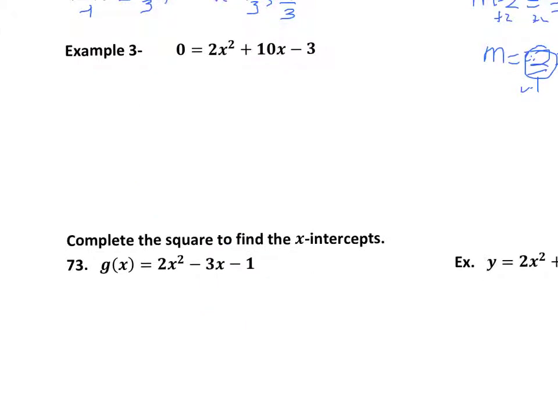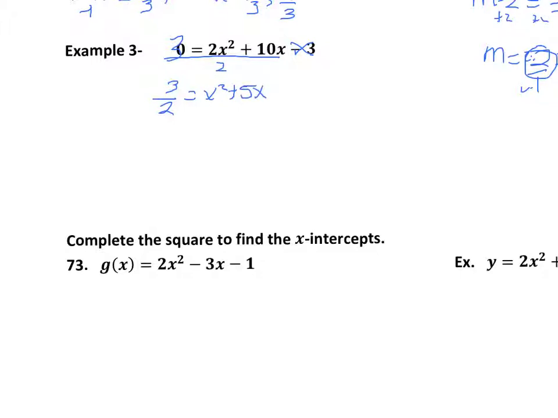Okay, so example 3 here, first step. Add 3 to both sides. So I'm just going to put a 3 right there, we'll cross that out. And now what's our next step? Divide by 2. Divide everything by 2. So we get 3 over 2 equals x squared plus 5x.